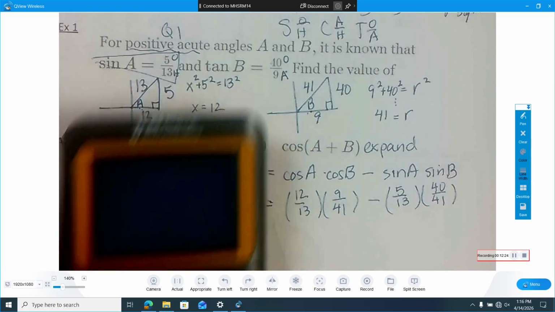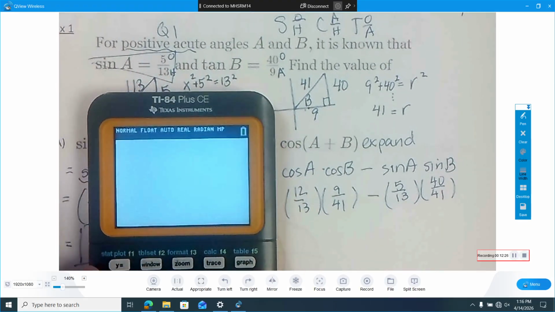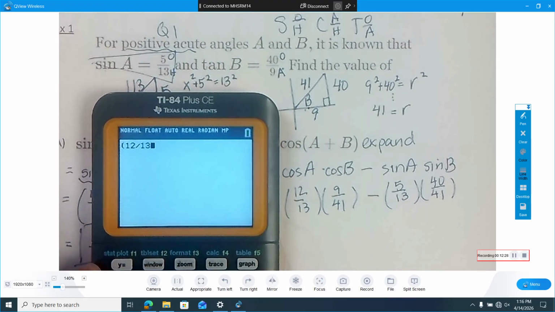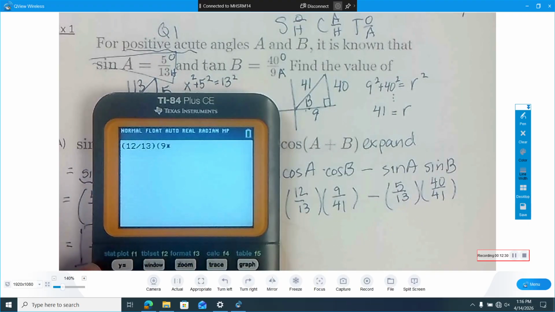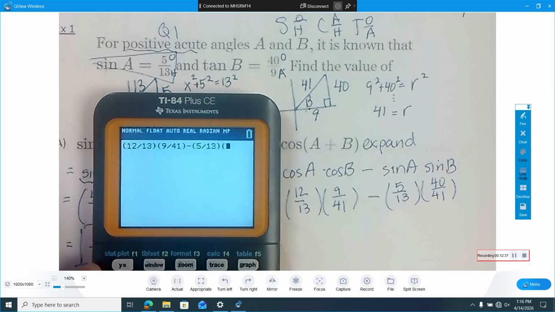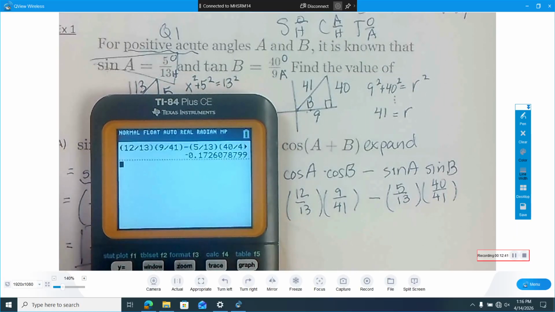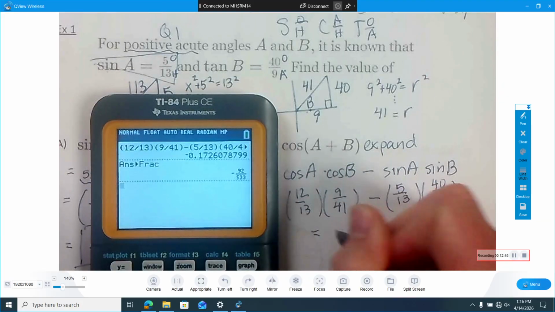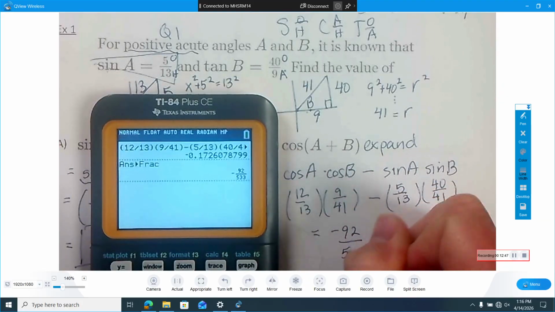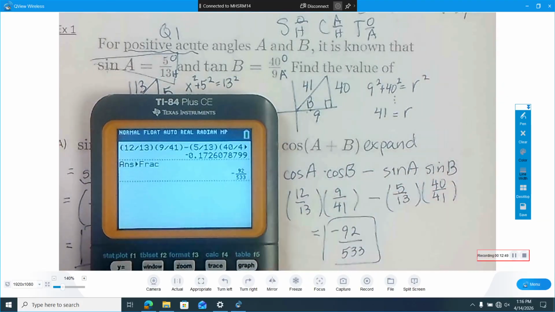And then calculator. And math frac. So, you want to be careful because doing these over really sucks. So make sure you get it in your calculator correctly. All right. Math frac. And I get negative 92 over 533. Okay.